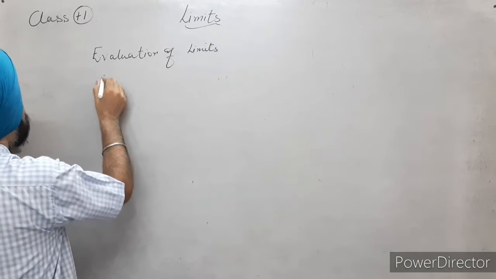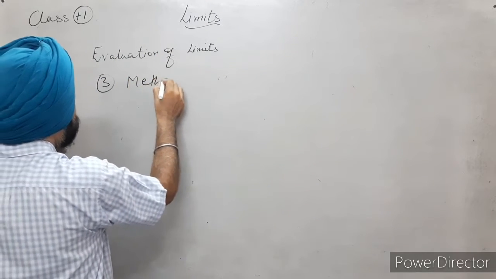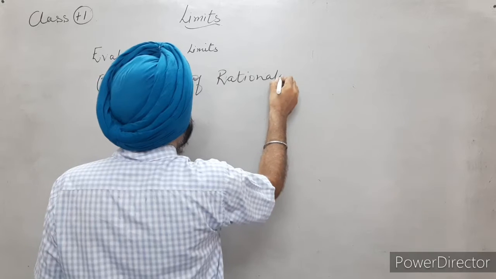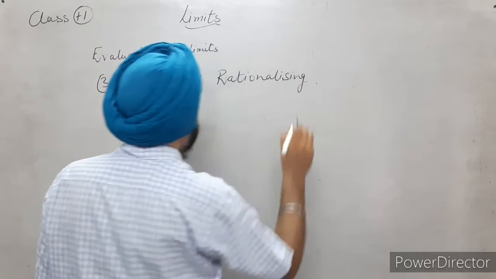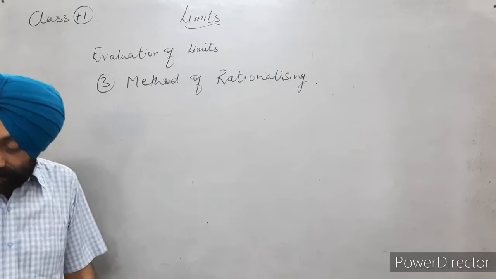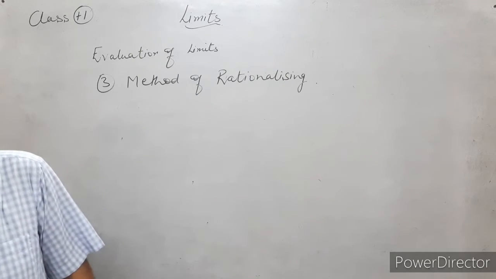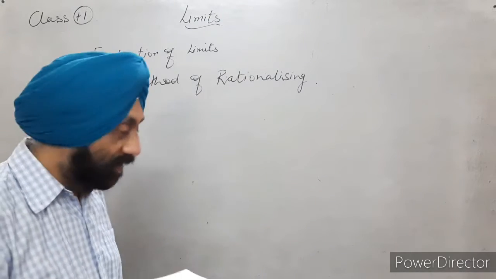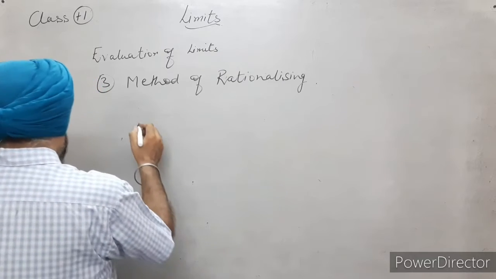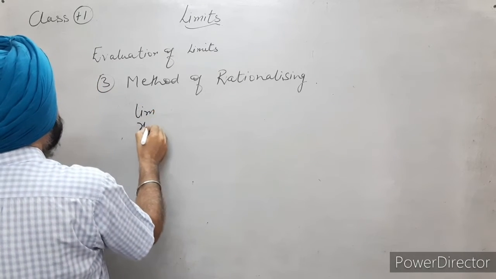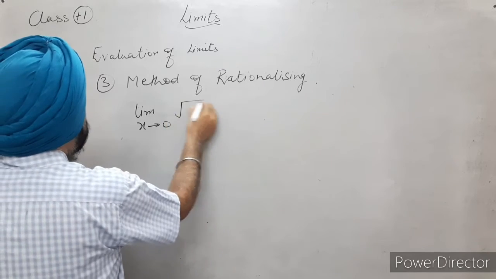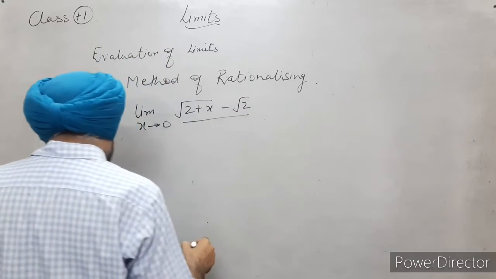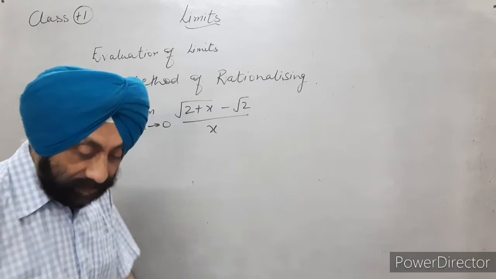Third method, that is method of rationalizing. In this method, we can rationalize the denominator or the numerator or both in a few cases, right? For example, limit x approaches 0 of (under root of 2 plus x minus under root 2) divided by x.